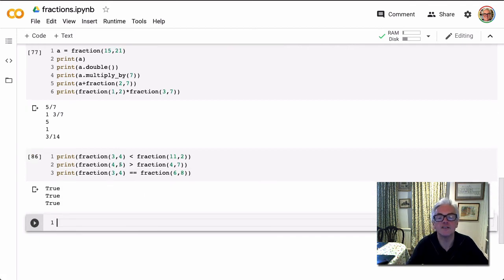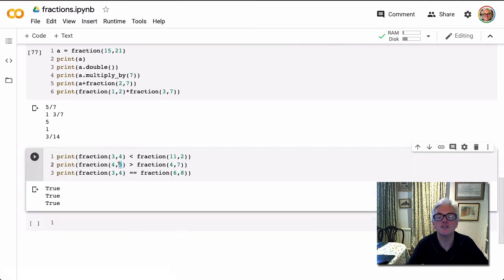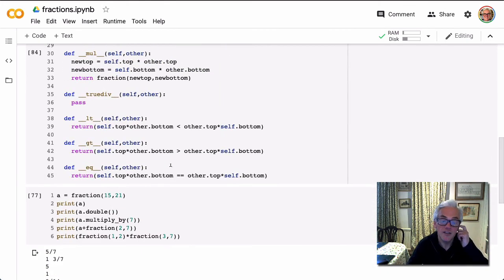And they are all indeed true. If I change this so that instead of 4/5 I asked for 4/11, then the middle one should flip over to false. Good. Okay, so we've got comparisons working. There are two more comparisons which we ought to add into the mix here.